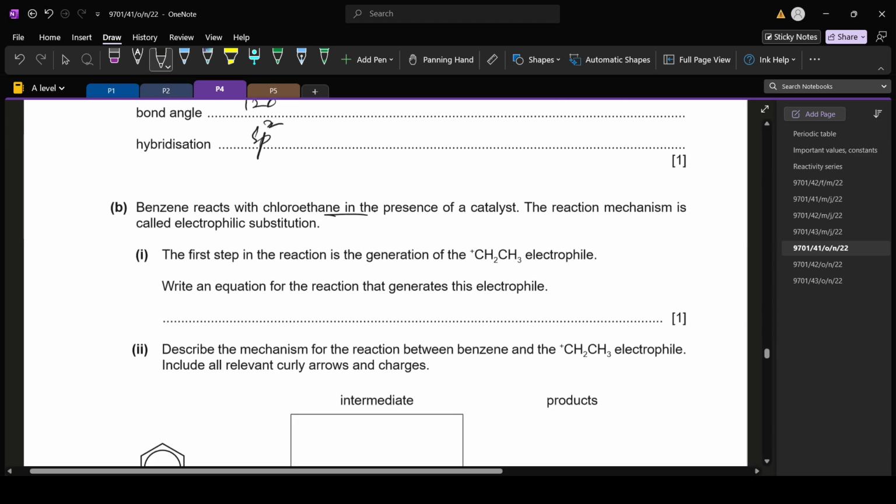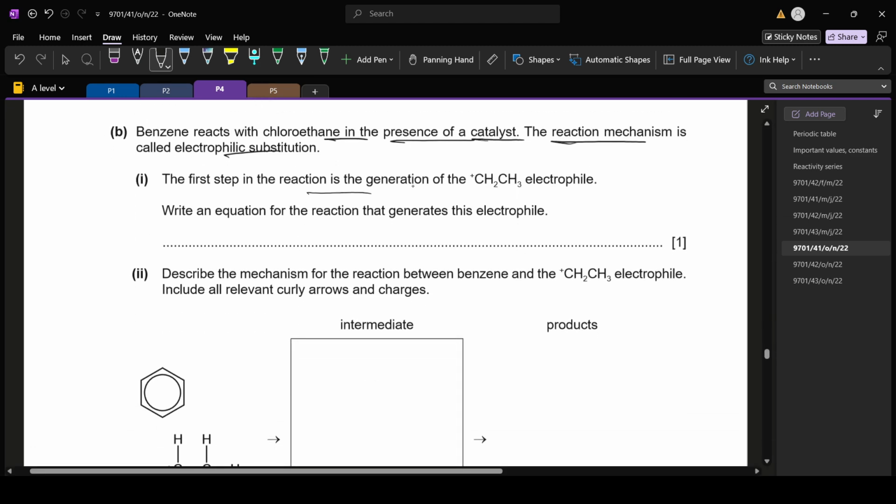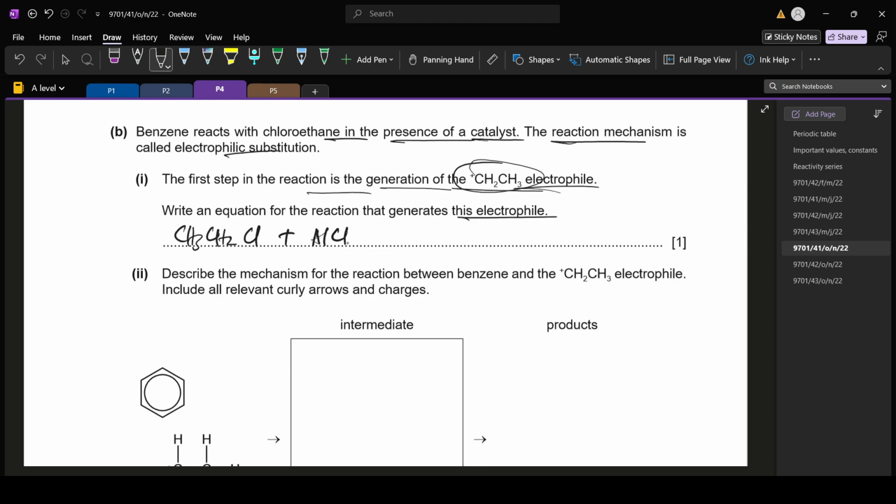Part B. Benzene reacts with chloroethane in the presence of a catalyst. The reaction mechanism is called electrophilic substitution. The first step in the reaction is generation of the electrophile. Write an equation for the reaction that generates this electrophile. So when chloroethane, CH3CH2Cl, reacts with AlCl3, this is the catalyst, it will generate an electrophile, CH3CH2 plus, plus AlCl4 minus.